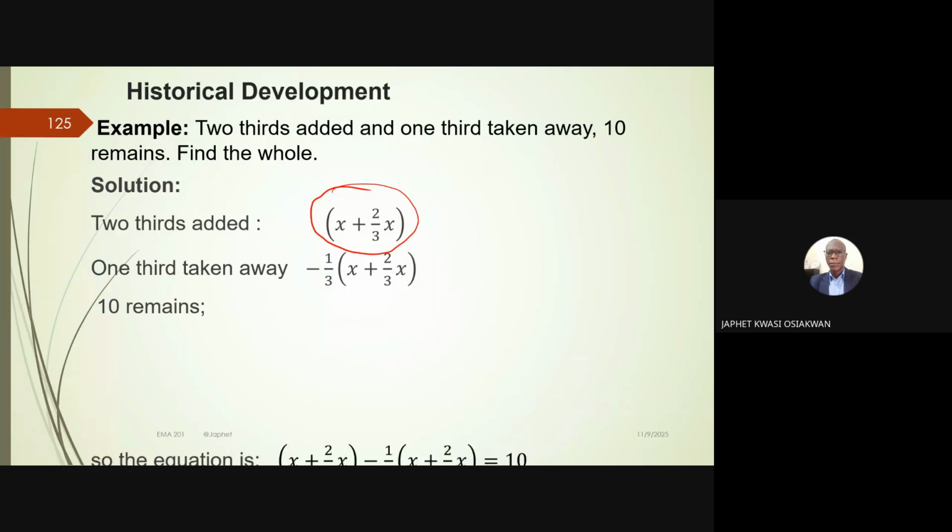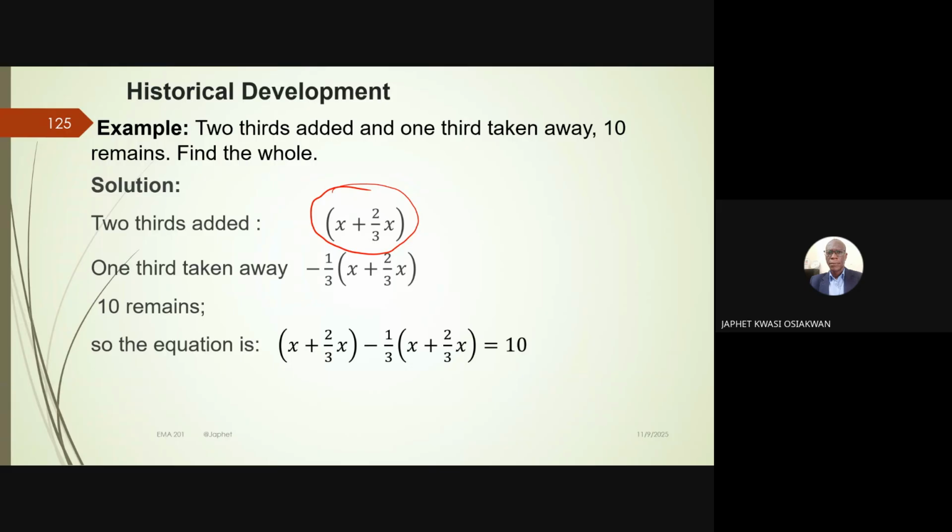So the equation that will be used is x plus 2/3 x, in brackets, minus 1/3 of x plus 2/3 x, is equal to 10. If you do any other equation, you will get a wrong answer. This is the equation for the expression over there. 2/3 added and 1/3 taken away, 10 remains. So it's a series. 2/3 was added, and then from that result, 1/3 was taken, and 10 remains.